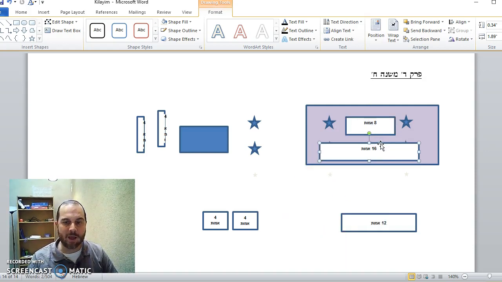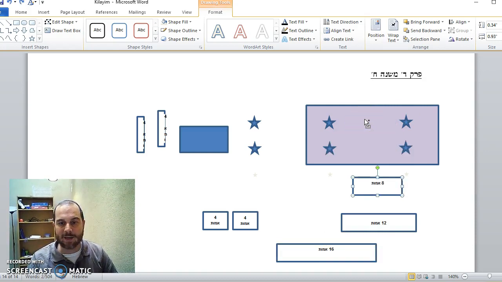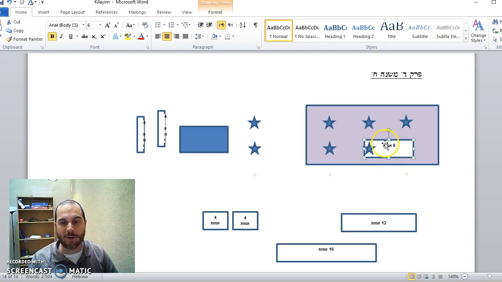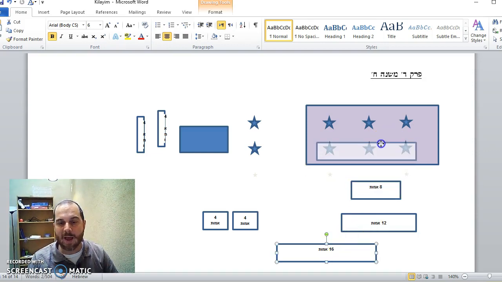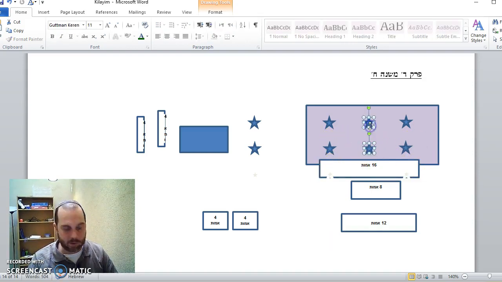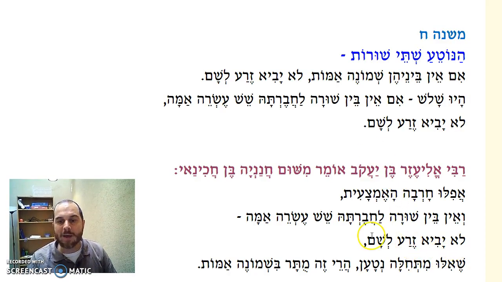So now it's interesting. If I originally planted in this case, that would be fine according to the Tanna Kama because I have 8 amot in between. But because when I originally planted, I did not have 8 amot, you can see over here, therefore I can't consider it like it was originally planted. I have to consider it like karachat hakerem. And we see there aren't 16 amot between those two rows. And therefore, says Rabbi Yehuda, lo yavi zera lasham.